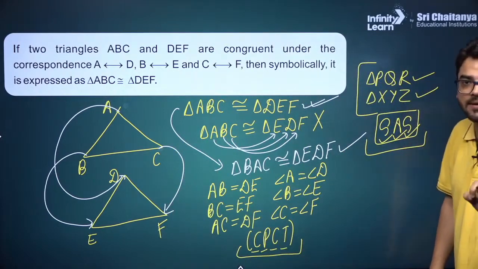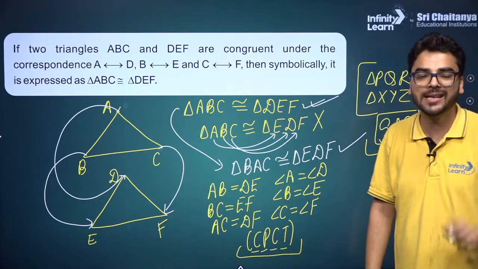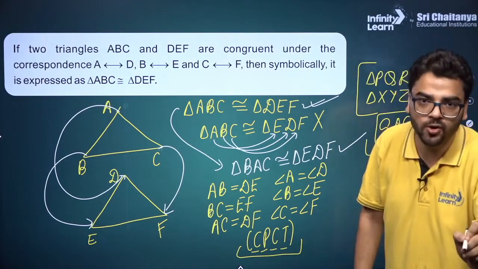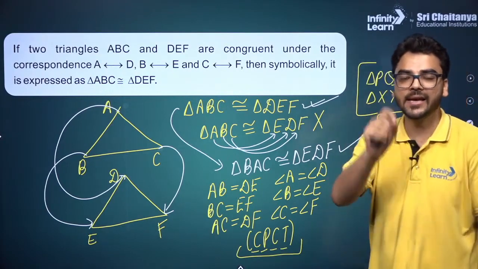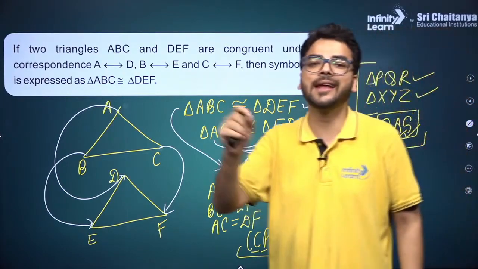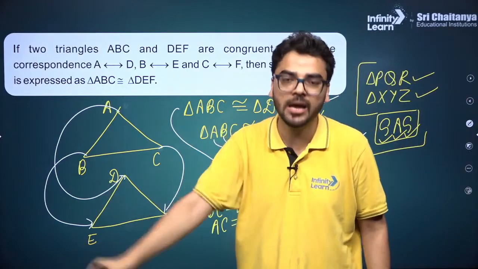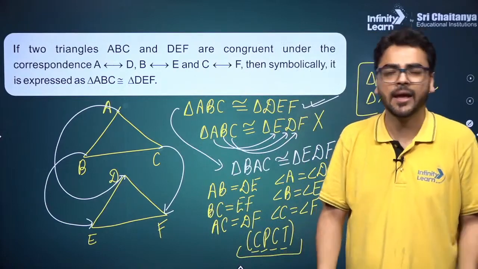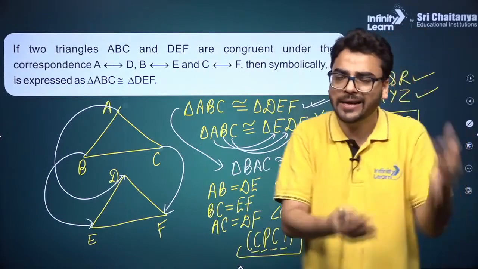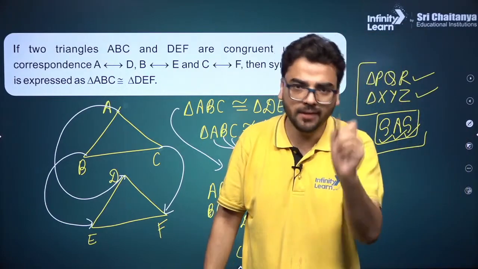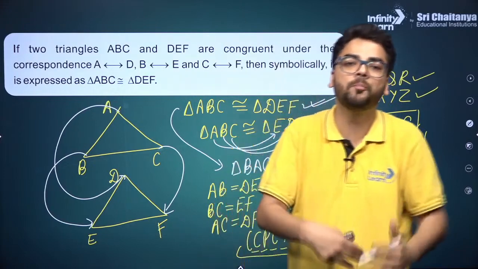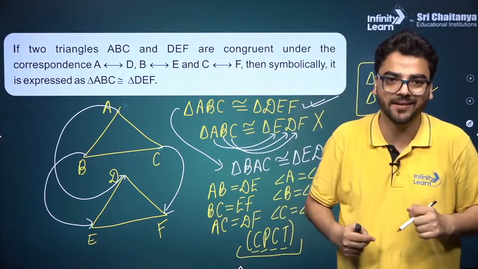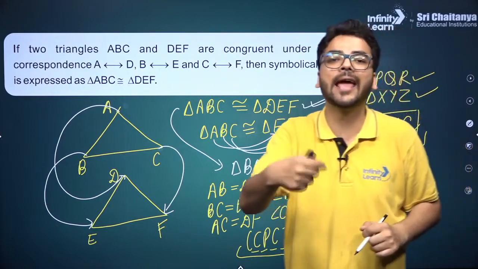SAS congruency criterion cannot be proved because that is an axiom. You understand that? SAS congruency criterion is an axiom. It is not a theorem. There is no mathematical proof to SAS congruency criterion. That is another thing that you can practically verify, but mathematically you'll never be able to prove the SAS congruency criterion. You got that? Because it is an axiom.